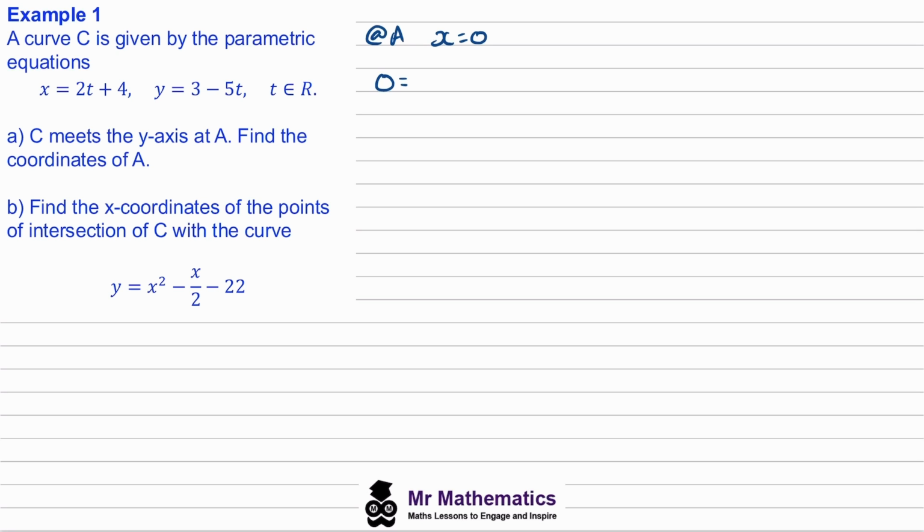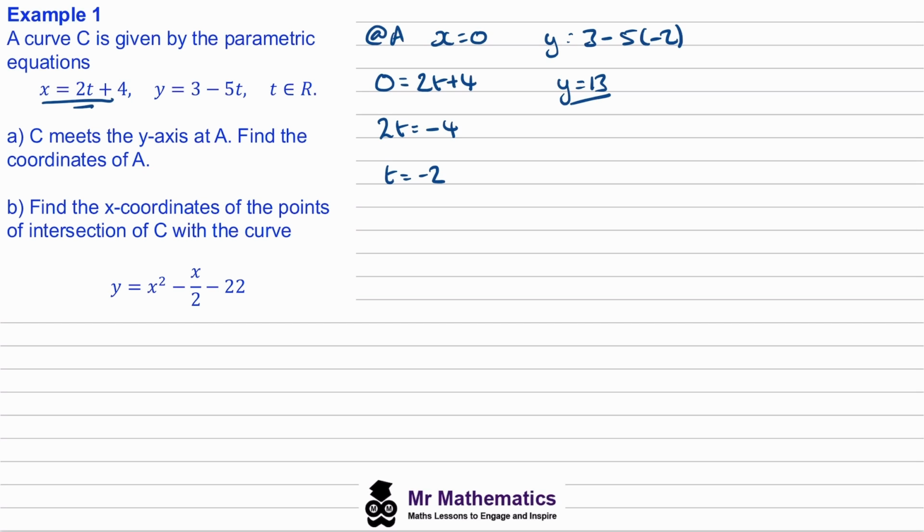So setting this equation to 0, we have 0 equals 2t plus 4. So 2t will equal negative 4, and t will equal negative 2. Now we can substitute this value for t into the equation for y. So y will equal 3 minus 5 lots of negative 2. This will give us y equals 13. So the curve will have a y-intercept of positive 13.